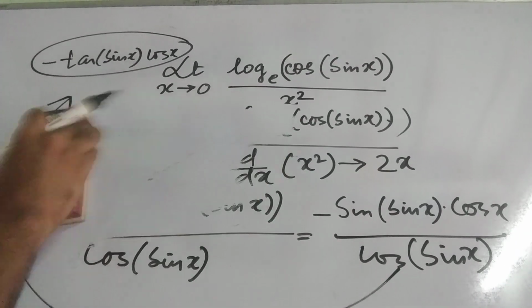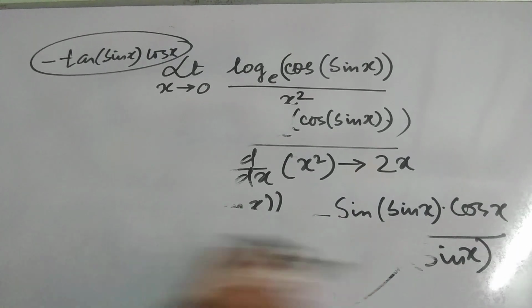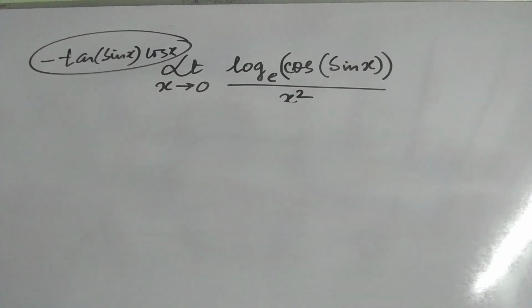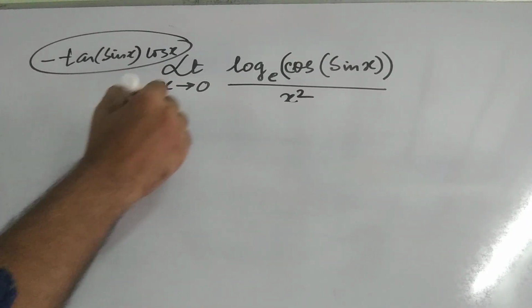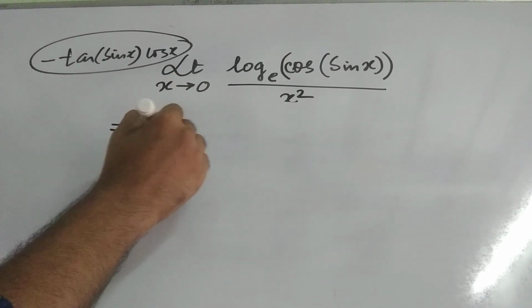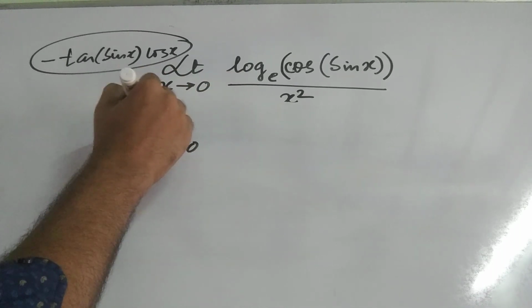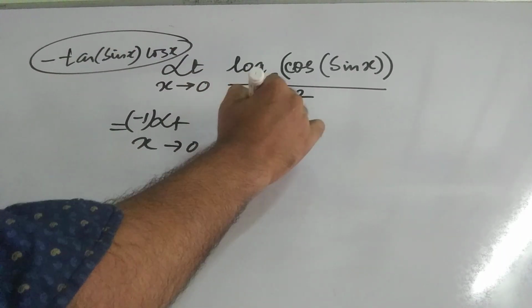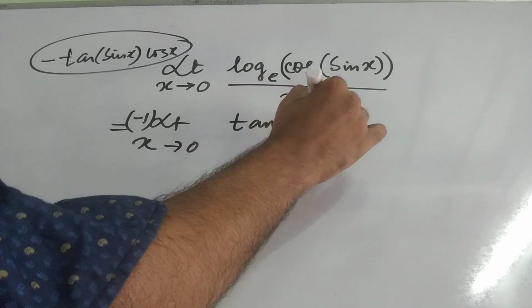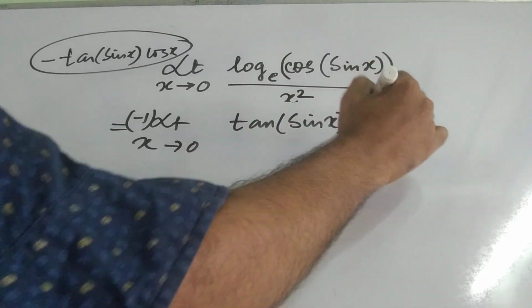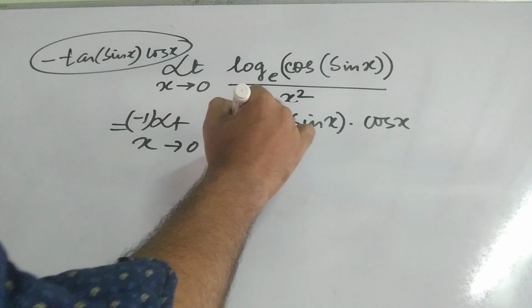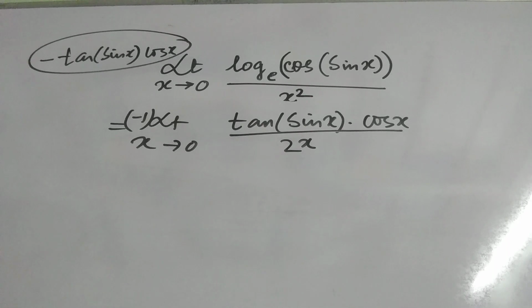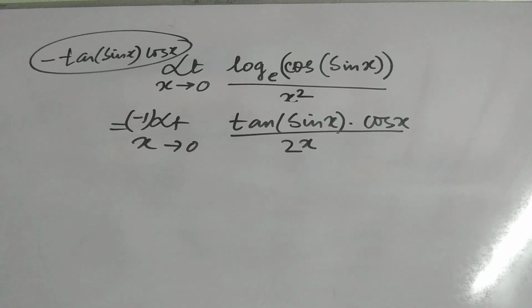So my entire expression of the limit, after differentiating, is getting evaluated as limit x tends to 0 of minus, I am taking it outside because it is a constant, then tan of sin x into cos x divided by 2x. Derivative of x square was 2x. Now let us see what we can do here.